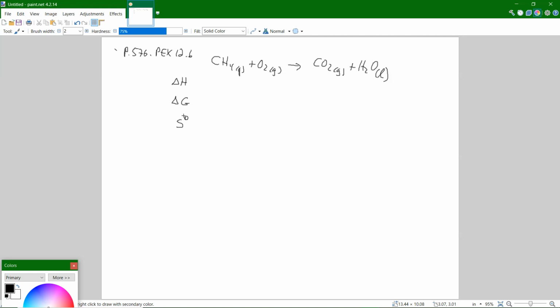Now I'm on page 1072, and I'm looking for the data for methane, CH4 gas. Delta H naught is minus 74.6 kilojoules per mole. Delta G naught is minus 50.5. And S naught, which is in joules, for CH4 is 186.3.